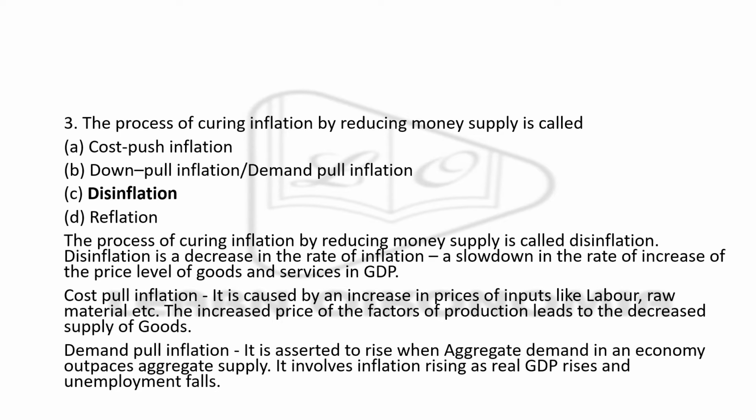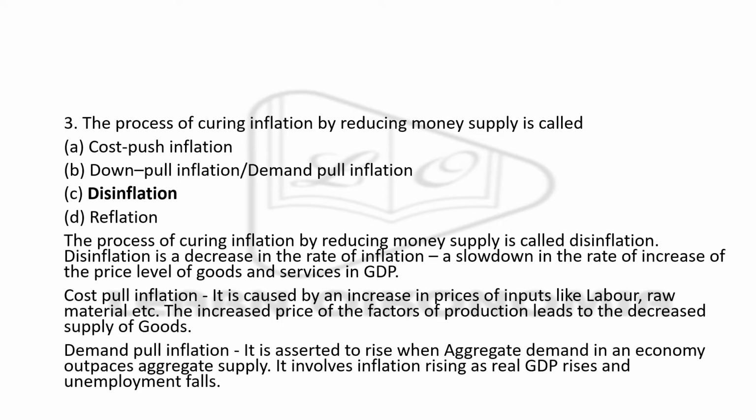Now, third question: the process of curbing inflation by reducing money supply is known as what? The right answer is disinflation, which is a process of curbing the inflation by reducing money supply. Actually, it is considered to be a decrease in the rate of inflation or a slowdown in the rate of sustained increase in the price level.